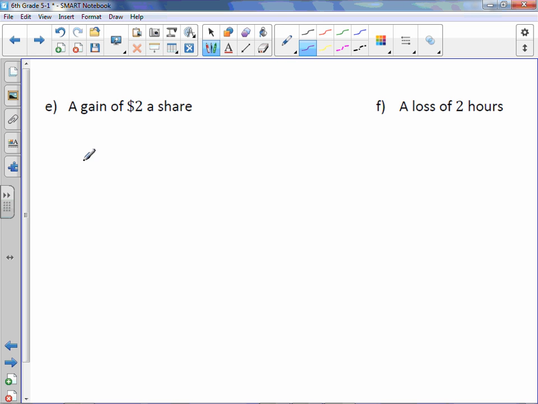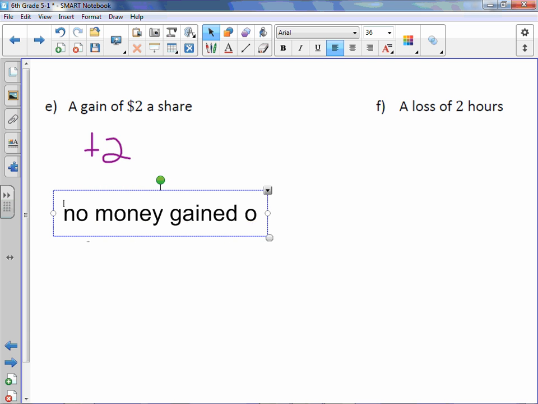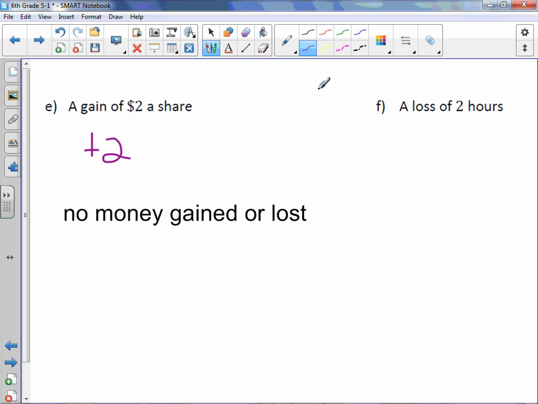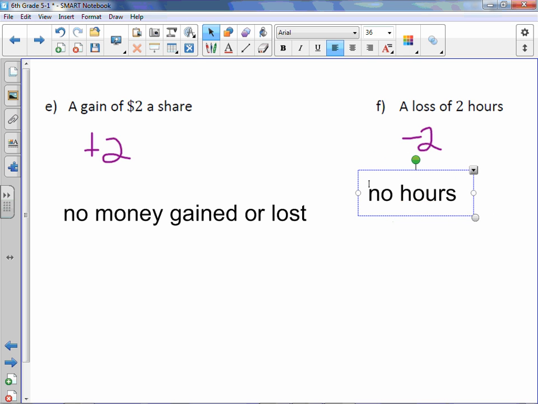Letter D, a gain of $2 a share would be +2. $0 would mean no money gained or lost. A loss of 2 hours would be -2. 0 would represent no hours gained or lost.